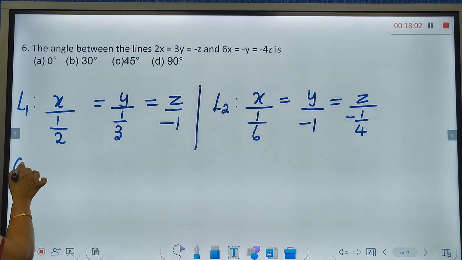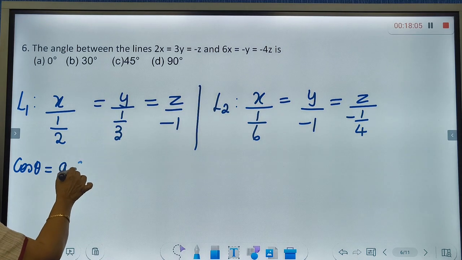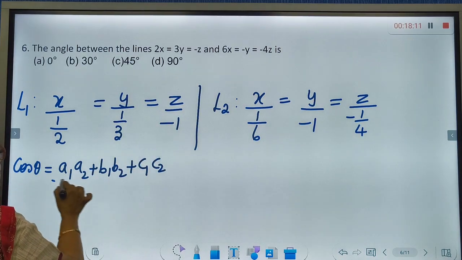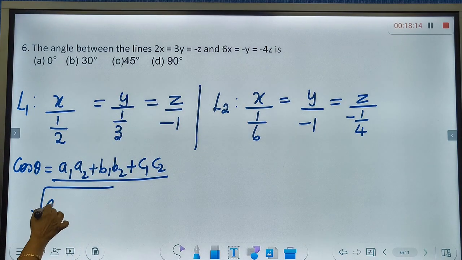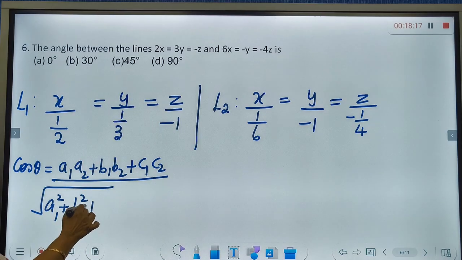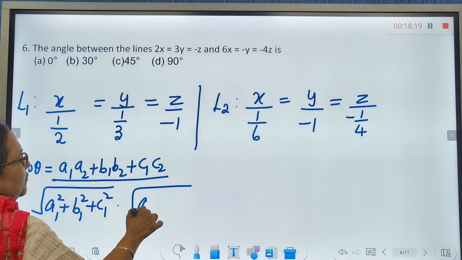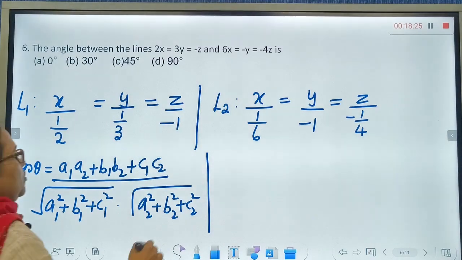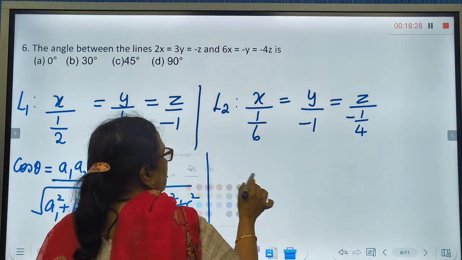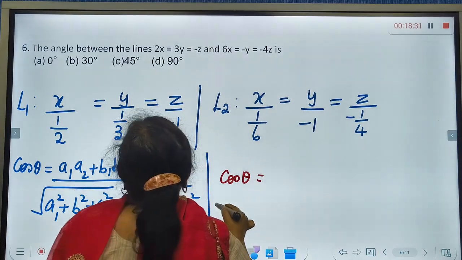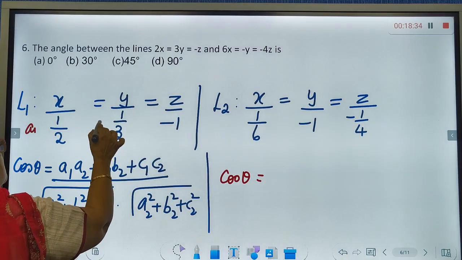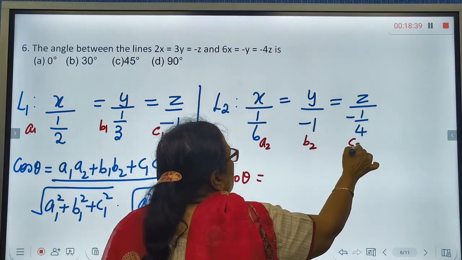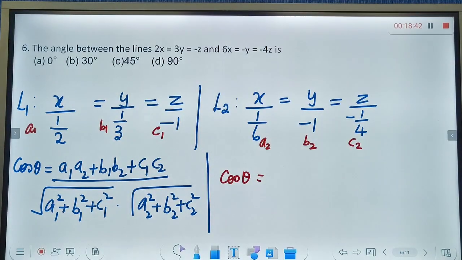What is the angle between two lines? Cos theta equals A1 A2 plus B1 B2 plus C1 C2 by root of A1 square plus B1 square plus C1 square into root of A2 square plus B2 square plus C2 square. So cos theta will be equal to, what is your A1, B1, C1? This is my A1, this is my B1, this is my C1. This is my A2, B2, C2. Okay, the DRs of the two given lines.